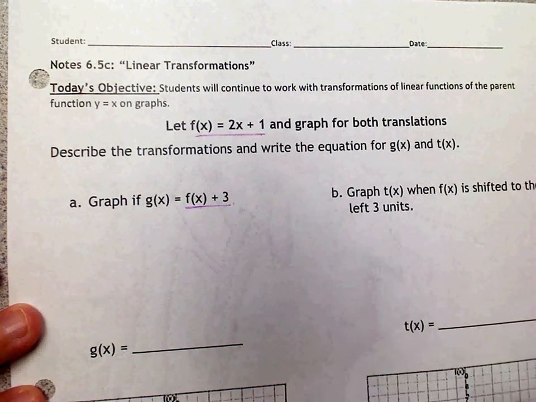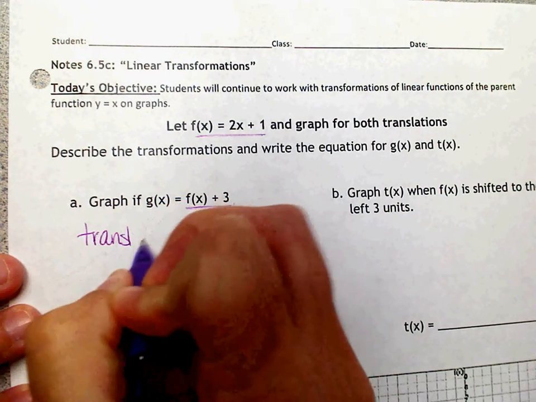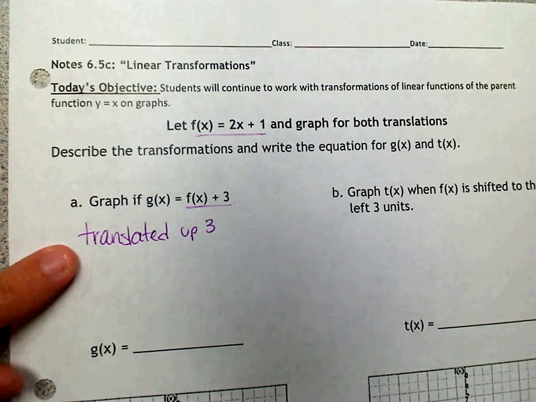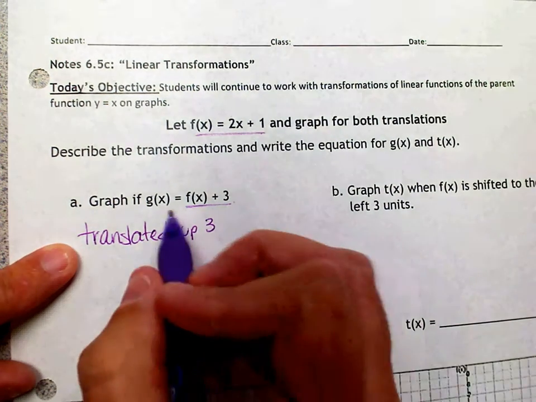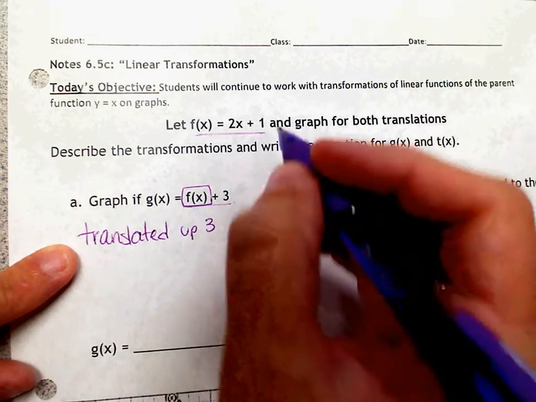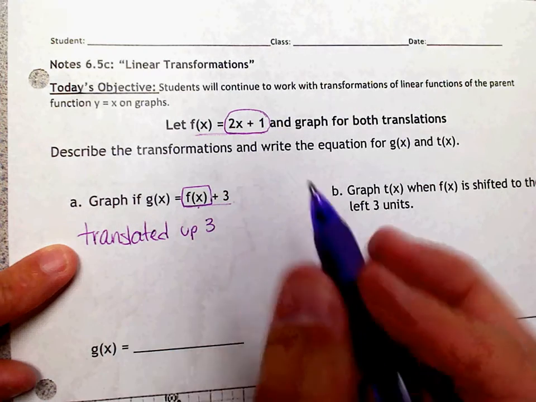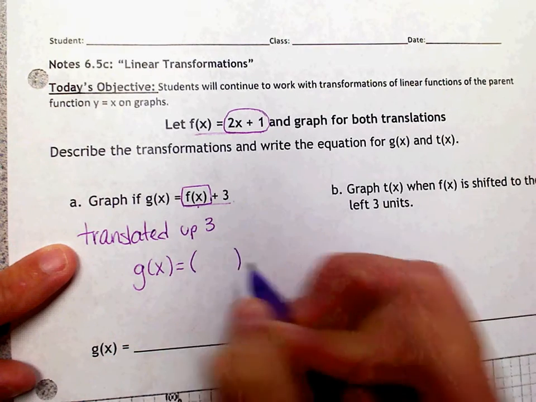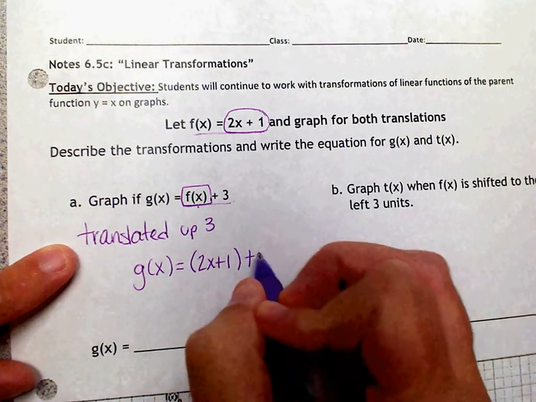So what transformation is that? Translated up 3. Okay, so we're going to write that description down. And then if you'll remember, to find g of x, we just substitute f of x, which is this right here. We're going to substitute this whole equation, that 2x plus 1, in for f of x. So I'm going to have g of x equals f of x, which is 2x plus 1, and then we're going to add 3 to that.